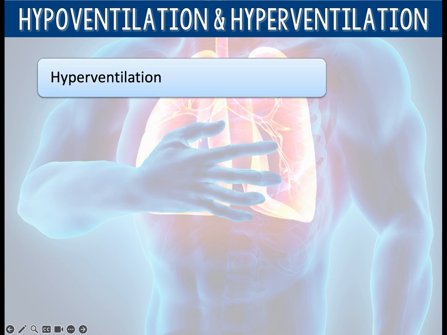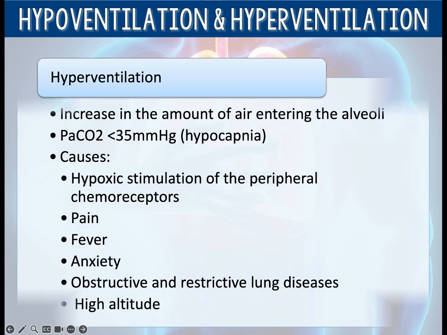Hyperventilation is an increase in the amount of air entering into the alveoli. When you're really nervous and hyperventilating, it's like a dog panting, leading to hypocapnia, where your PaCO2 level in an arterial blood gas will be less than 35 millimeters of mercury. What are some of the causes of this?